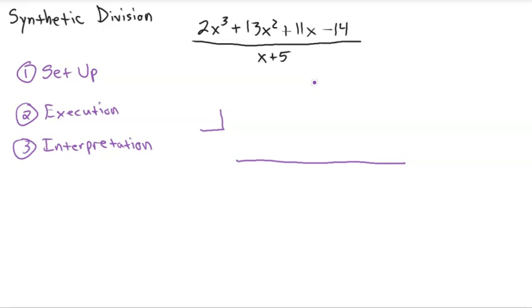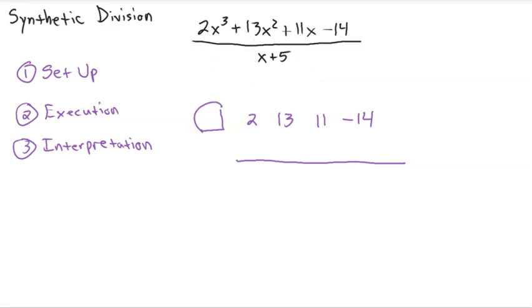In the first row right here, what we're going to write is some numbers. The numbers we're going to write are just the numbers, not letters. We're going to write the coefficients from the dividend: 2, 13, 11, and negative 14. It's important that you understand where these came from. The 2 came from there, the 13 came from there, the 11 came from there, and the negative 14 came from there. We're just taking the numbers from the dividend.